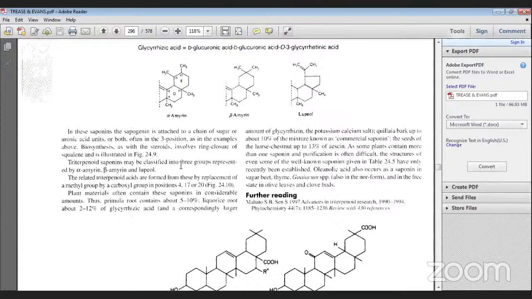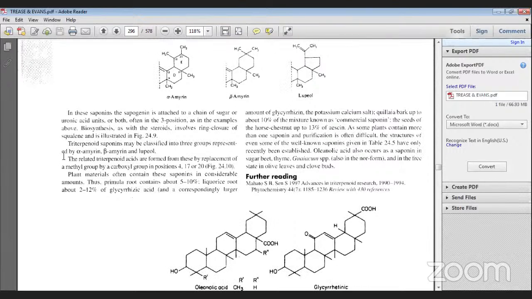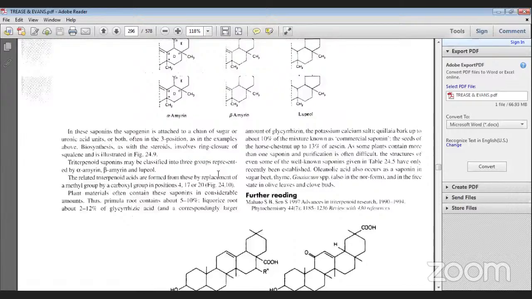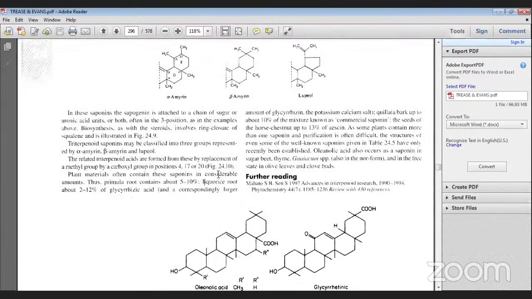Here also the sapogenin part is attached to the sugar part at the C3 position, and the biosynthesis is the same. This triterpenoid can be classified into three groups: alpha-amyrin, beta-amyrin, and lupeol. And the liquorice root contains the main saponin glycoside, glycyrrhizic acid, about 12%.